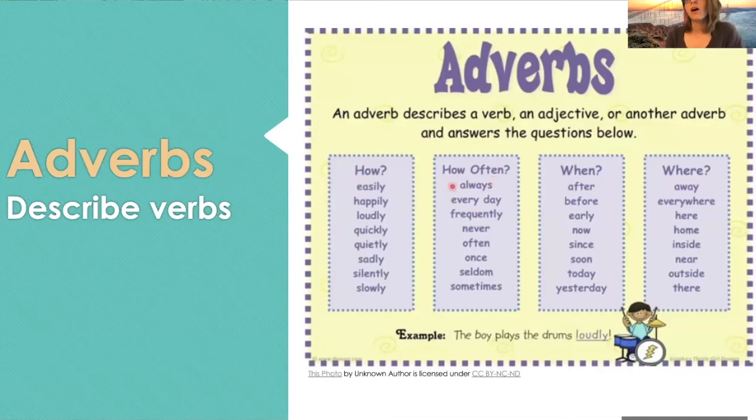How often: always, never, once, sometimes. When something is done: after, early, since, today, yesterday. Where something is done: anywhere, here, at home, near, outside, over there. So this says the boy plays the drums loudly, and if we said over there, we would have 2 adverbs. The boy plays the drums loudly is how he plays it, and if we said over there, it's where he plays it.